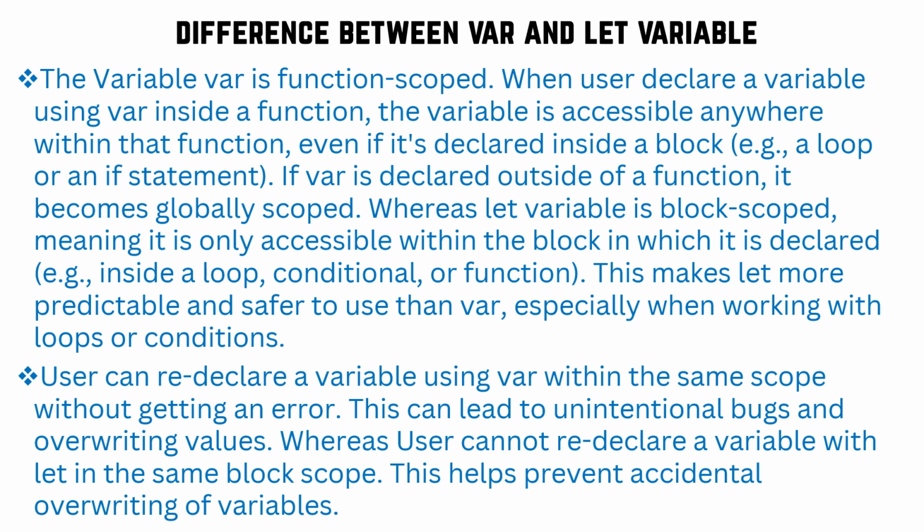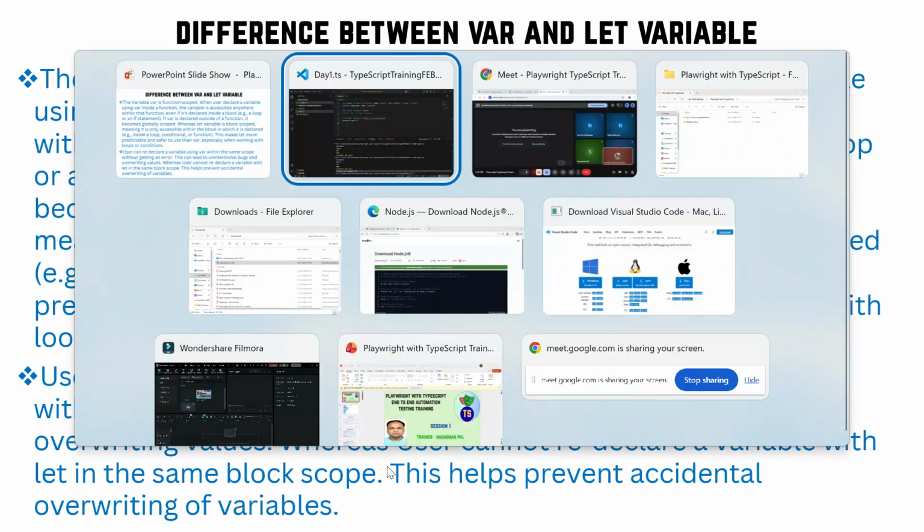The next important difference is that you can redeclare a variable using var within the same scope without getting an error. That's the problem actually, not a benefit. This can lead to unintentional bugs and overwriting of values, whereas you cannot redeclare variables with let in the same block scope. This helps prevent accidental overwriting of the variable. So this is about these three important types of variables in TypeScript.